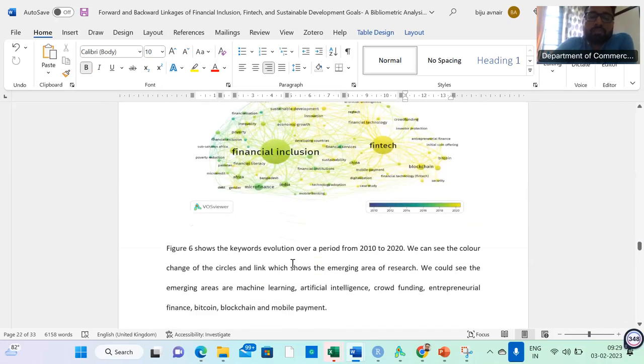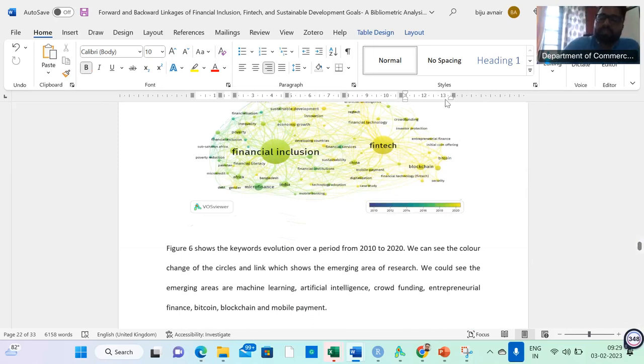Here is the overlay visualization. This overlay visualization shows the date, meaning the past, present, and future work. We can see the yellow color, which is in 2020. That means financial inclusion has changed to fintech right now. The old way was financial inclusion; now financial inclusion has changed to fintech.